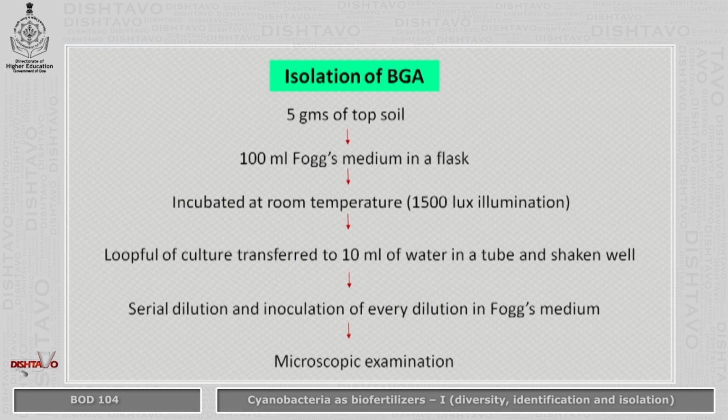Five grams of topsoil is taken in 100 ml of Fox medium in a flask and is incubated at room temperature with illumination of 1500 lux. Further, a loopful of this culture is transferred to 10 ml of water in a tube and shaken well. Serial dilution and inoculation of every dilution is done in Fox medium. After sufficient growth is achieved, microscopic examination is undertaken. If the culture is pure, then further steps will be undertaken. If it is a mixed culture, then the serial dilution step is to be repeated.